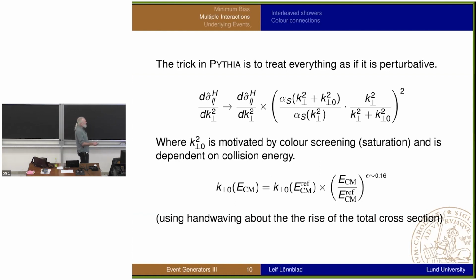This KT here, you can motivate it with things like color screening. If there is a lot of gluons around, they will start to self-interact, and there will be what we call recombination and sharing and things like that, saturation. But again, this is a parameter. We know what it is. It's a parameter, and we're going to toy around with it.